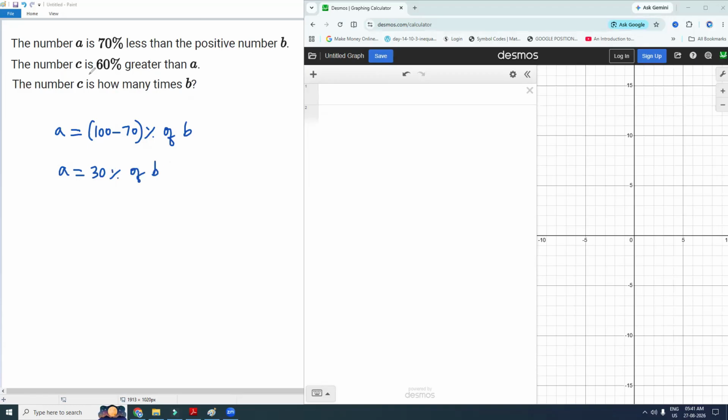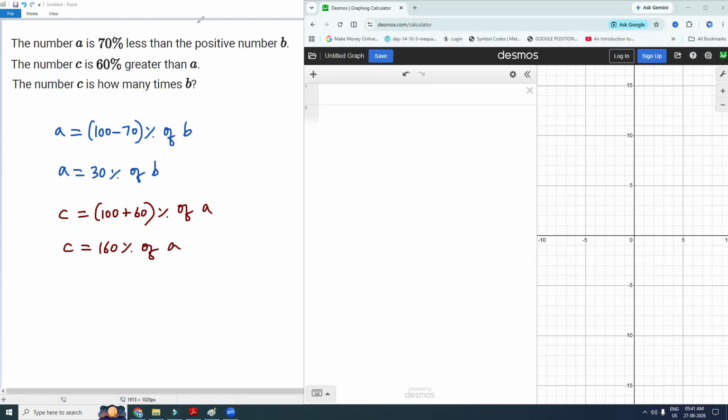Now, let's consider the second piece of information, that is C is 60% greater than A. Then we write C is equal to, since we have 60% greater than, we have to add this 60 to 100, that is 100 plus 60% of this A. Then we have C equals 100 plus 60 is 160, that is 160% of A.